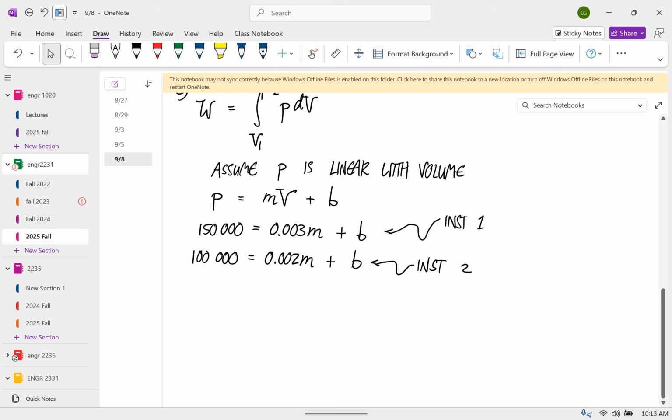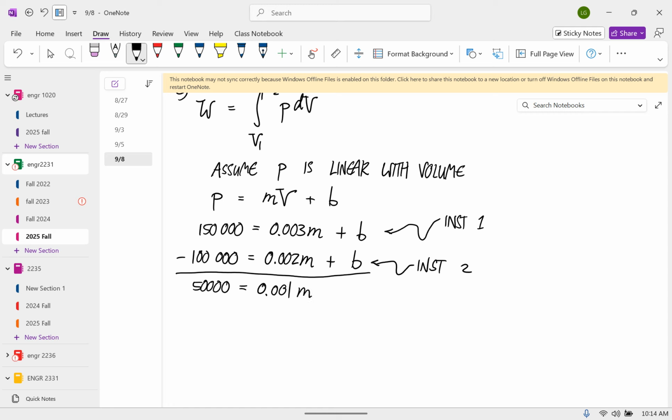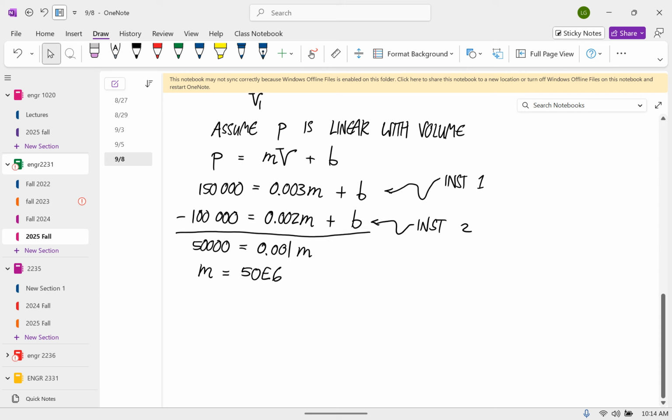So if we subtract this equation from the top equation, we get that 50,000 is equal to 0.001 m. So m is equal to 50 times 10 to the 6, I think. And now we can plug that into either one of these equations to get b.